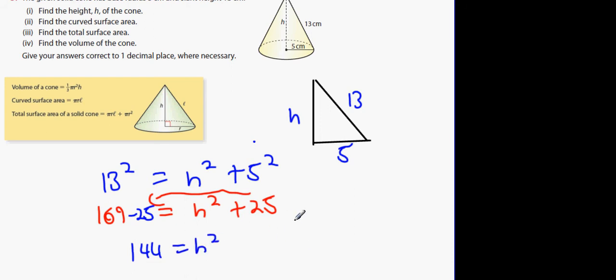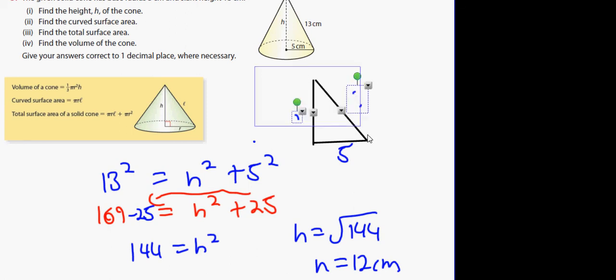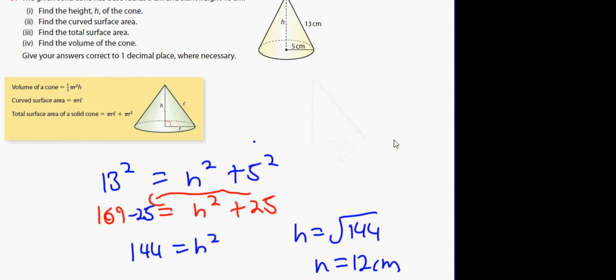Square root 144. h equals 12 centimeters. We now know that the height of the cone is 12 centimeters. Now that we know this, we're asked to find the curved surface area. Curved surface area is pi r l. So we call it CSA, curved surface area, equals pi multiplied by r multiplied by l.